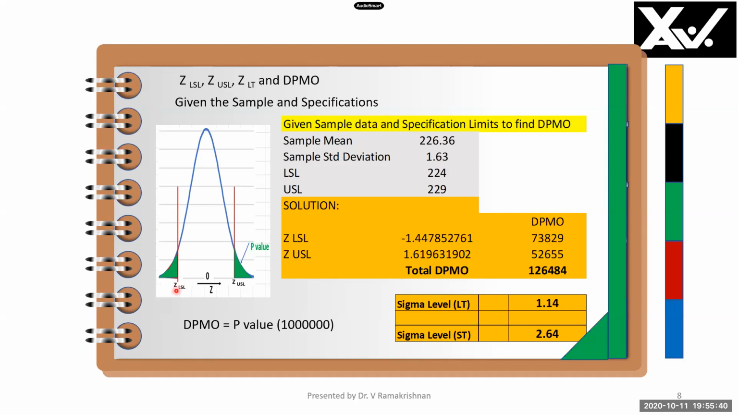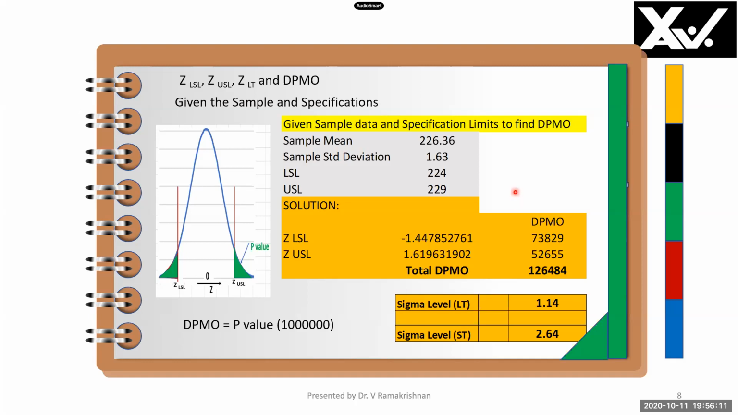DPMO is nothing but, for ZLSL here, the left hand side area is the P value, multiplied by 1 million is DPMO. Similarly, I have to find out the right hand side area for this. Since it is a positive value and I want the right hand side area, and the formula gives only left hand side area, I have to subtract from 1 and then it will give you this P value. Multiplied by 1 million will give you DPMO. So total DPMO can be calculated by adding the two. Once total DPMO is calculated, I can calculate the sigma level, long term and short term.